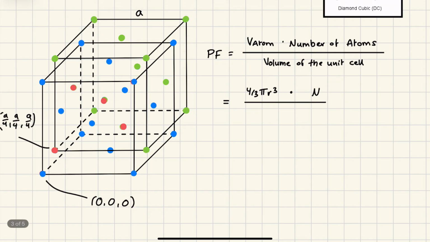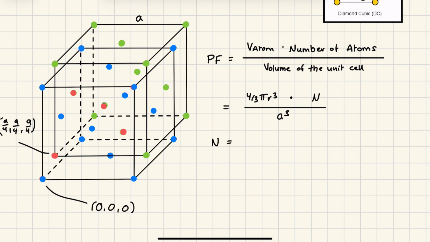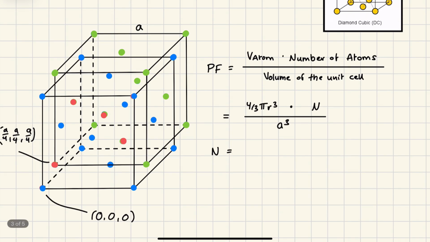And since our unit cell has edge length a, and it's a cube, the volume of the unit cell is simply going to be a to the power of 3. Now let us first find n. n is the number of atoms contained within the unit cell. So we need to take into account the ones that were already part of the FCC crystal in the first place, as well as the ones we pushed into it.